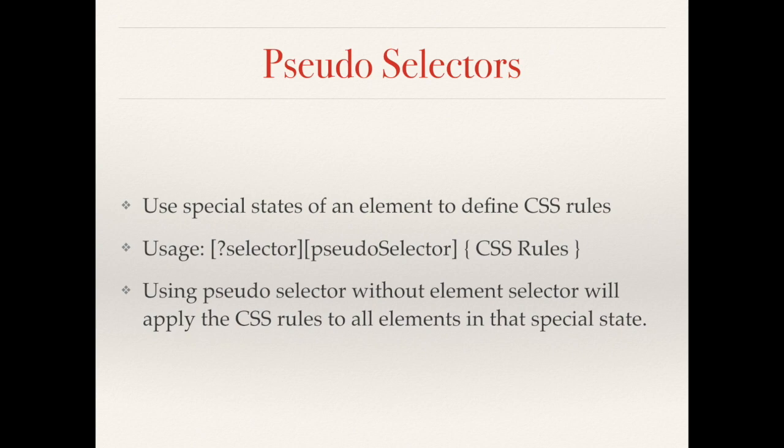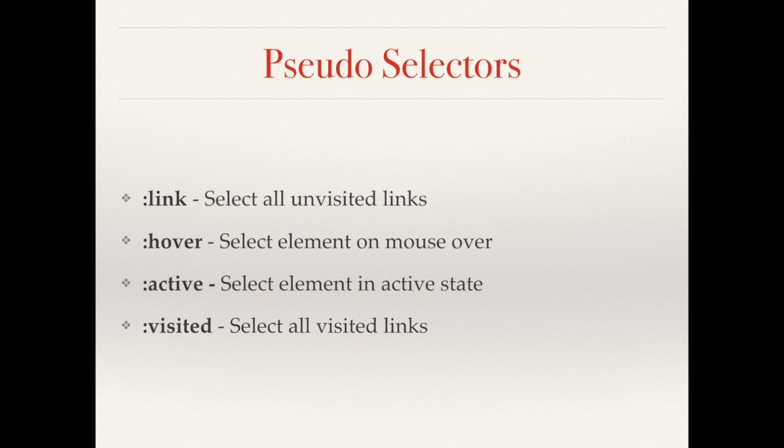There are many pseudo selectors. Let me tell you about the frequently used ones. Link selects all unvisited links. Hover selects all elements in hover state. Active selects elements in active state. Visited selects all visited links. We use these pseudo selectors when we style links. We have links in our table. So let's style them using these pseudo selectors.